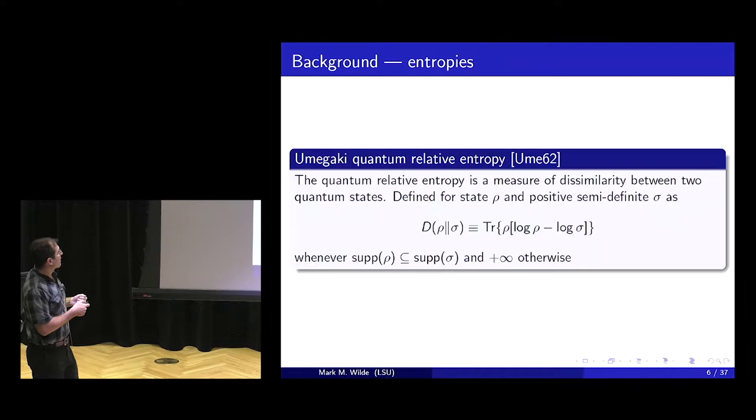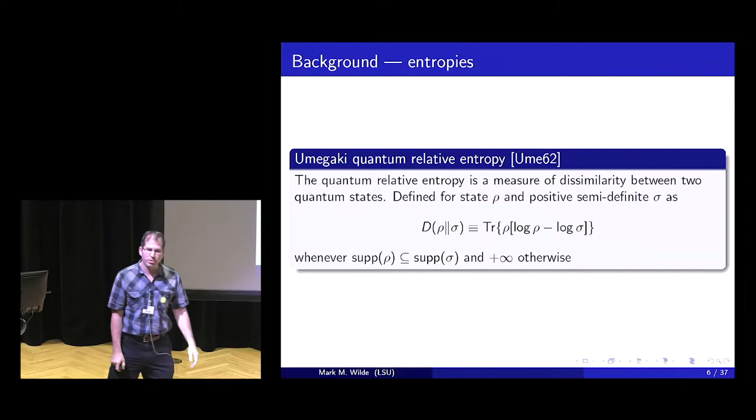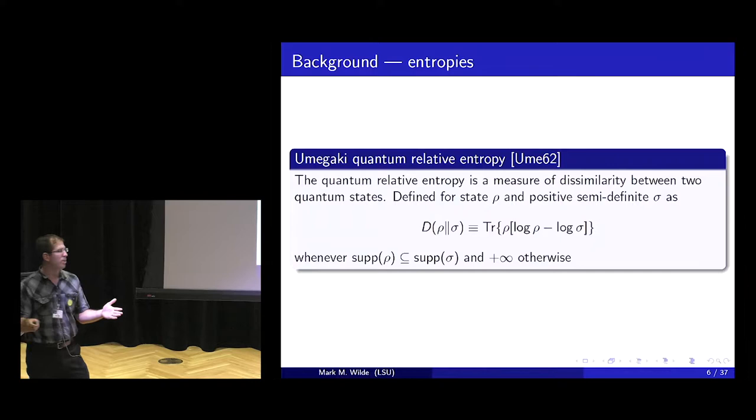There are a variety of ways that you could generalize the notion of classical relative entropy to the quantum case. In fact, there's an infinite number of ways you can do so because of this non-commutativity. But the one that has been settled as the one to look at is this definition. If you have two density operators, rho and sigma, it's given by this formula here. And if you plug in diagonal states corresponding to classical probability distributions, you recover the classical relative entropy.